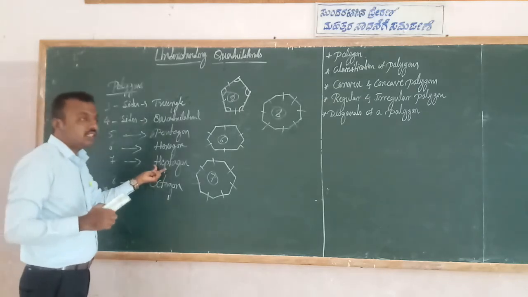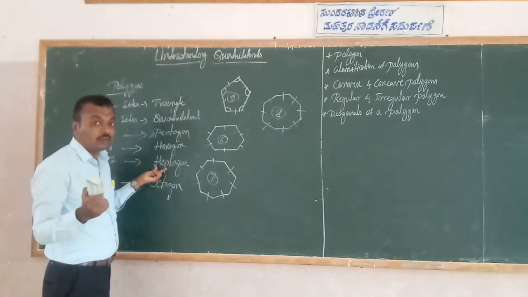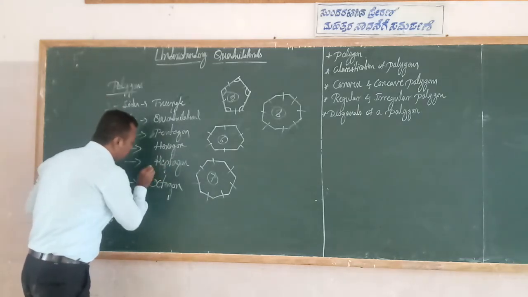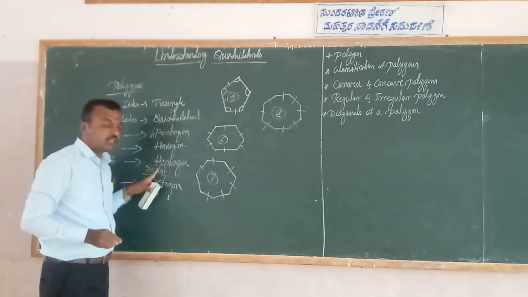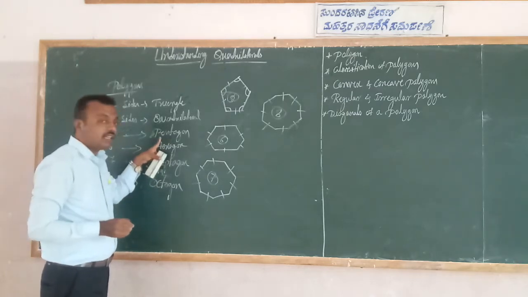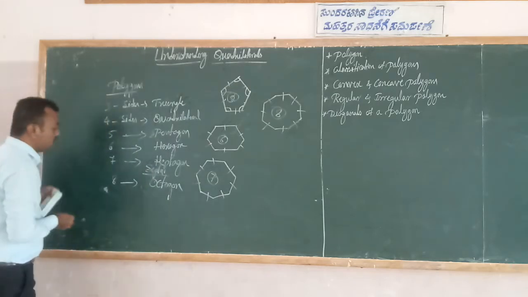Hepta means septa, sapta. Do you know saptapadi? How many steps are there? Seven. That's why septagon or heptagon, both are the same. Hexagon is six sides. Penta, pancha, again five. So a pentagon is a five-sided polygon.